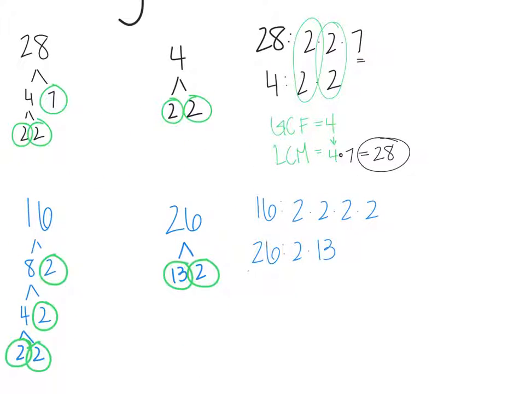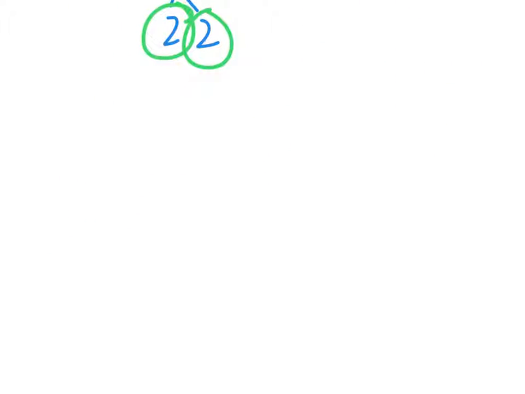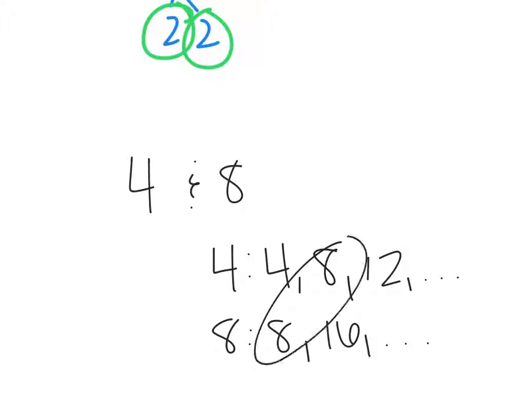Now let's look at maybe something a little bit more challenging. So I have 16 and 26, right? And you can always say that if I had, let's go simple, 4 and 8, and I look at the multiples of 4, which is 4, 8, 12, and it goes on, and then I look at 8, which is 8, 16, and then it goes on, you could see the least common multiple is 8, that's what they have in common.